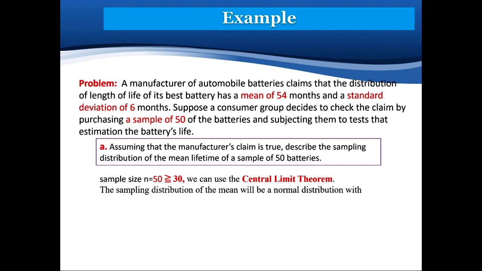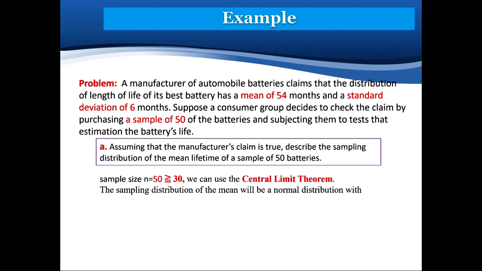Question A. Assume that the manufacturer's claim is true. Describe the sampling distribution of the mean lifetime of a sample of 50 batteries. The sample size here is 50, more than 30. Now we can use the central limit theorem. From the central limit theorem, the sampling distribution of the mean will be normally distributed.